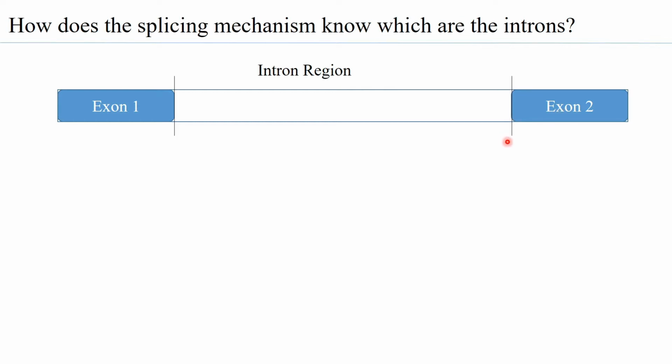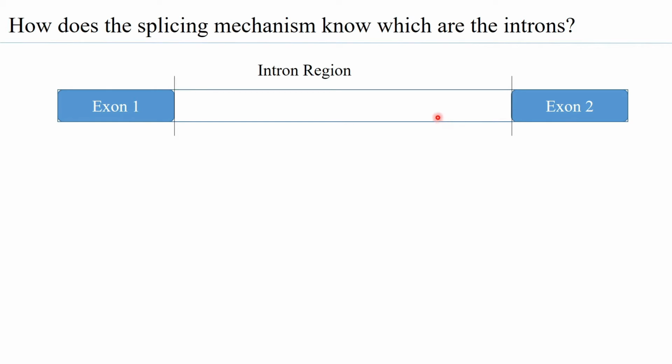Now, the borders of exon 1 and the intron, and the intron and exon 2, have to be demarcated or defined. That means the splicing machinery has to know that this is the point at which the cut will have to be made. This is the point at which the cut will have to be made to remove the intron and bring exon 1 and exon 2 together. So the question that comes is, how does the splicing mechanism know that this region is the intron region and this is the border of exon 1 and the intron and this is the border of exon 2 and the intron?